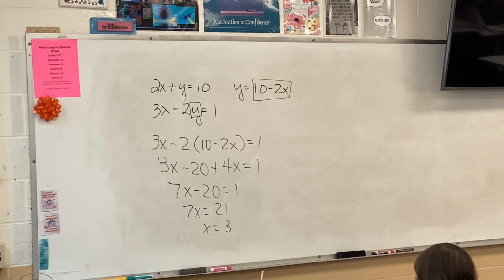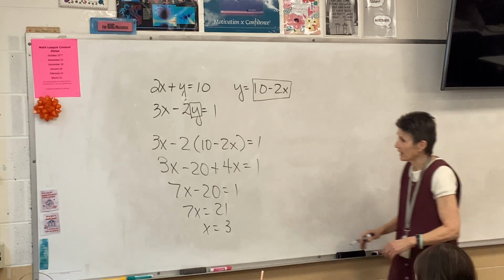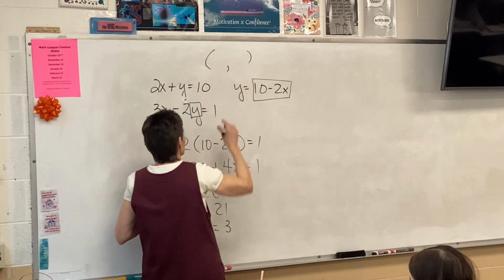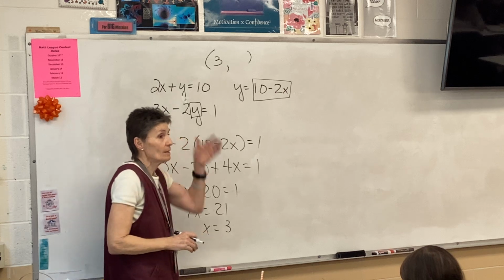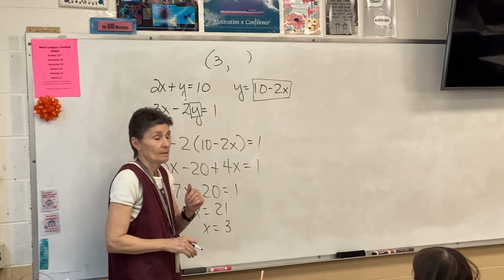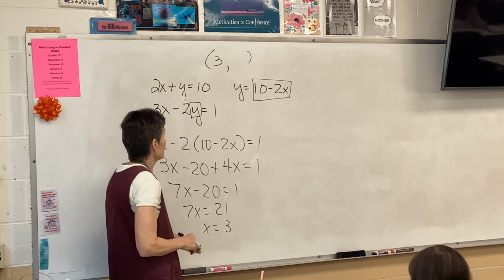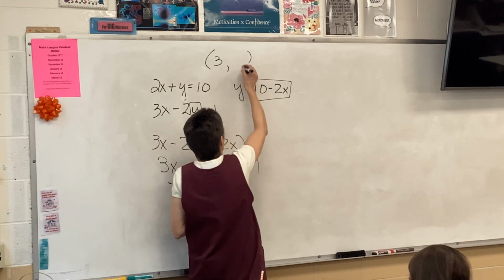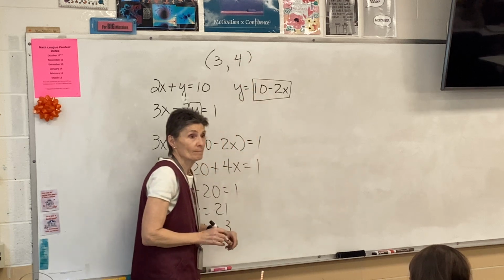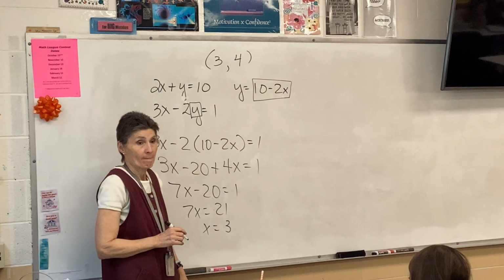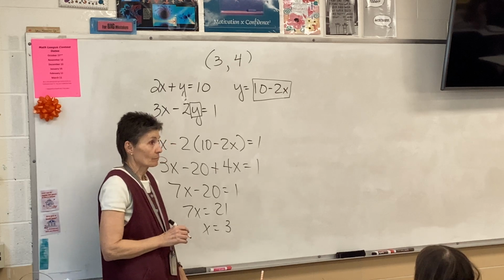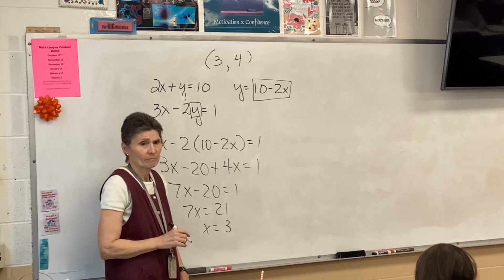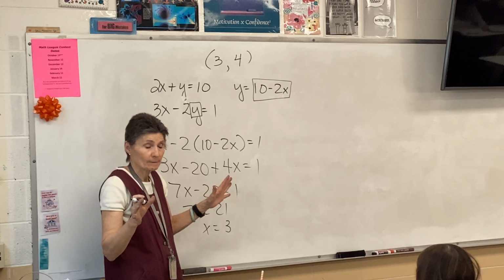All right, but we're not done, right? What do we have to remember to do then? We got to go back and plug it in. And our answer is going to be written as an ordered pair, x, comma, y. So x is 3. So if I plug in 3, it looks like y turns out to be 4. Do I have a mistake, girls? No. Okay. All right, that's substitution.